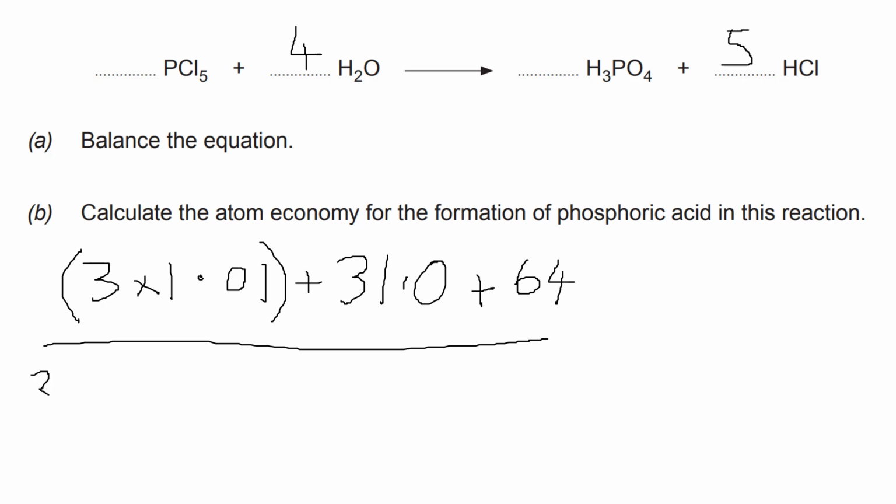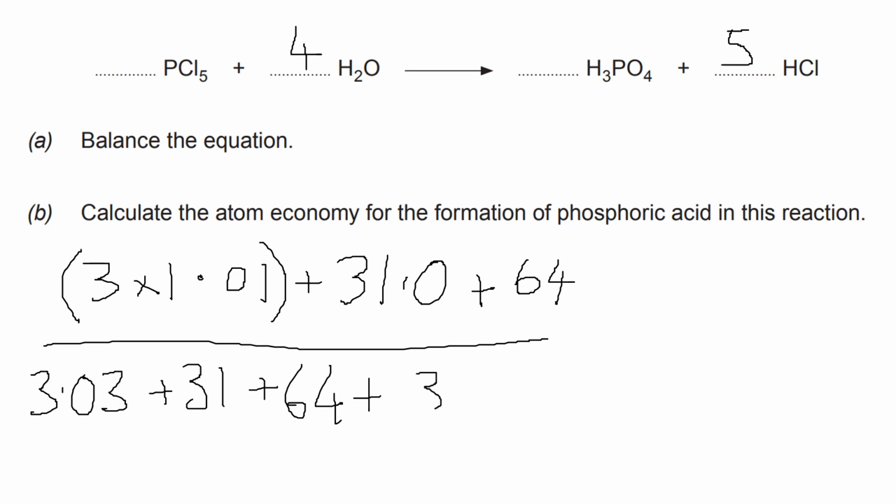So you'd have the 3.03, you'd have the 31, you've got the 64, and then HCl. Now HCl is 35.5 and 1.01, so that's 36.51. Times 5, and be careful with brackets here. And then we times this by 100.